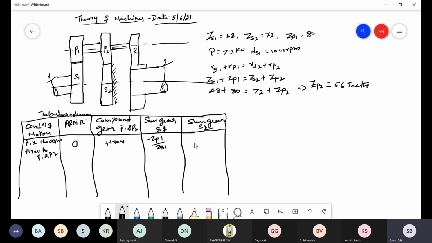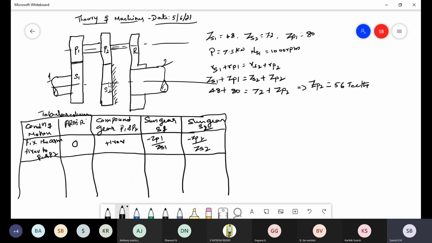P2 and S2 gears are both meshed with each other. What is the train value? Minus ZP2 divided by ZS2. Here also the same: both P2 and S2 gears are external, meshed with each other, and rotate in opposite directions. That's why you can consider the negative sign. Okay, first condition over. Then you go for the second condition.